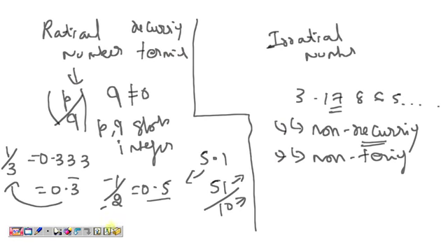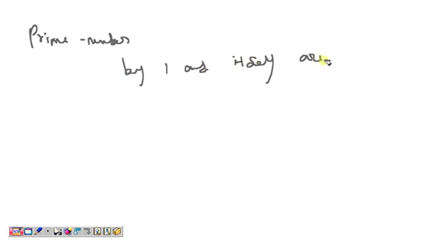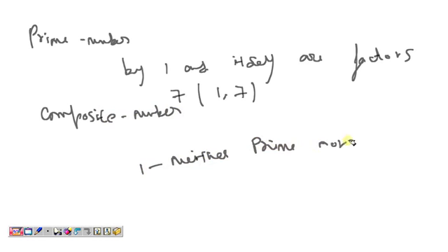Now we are going to see the divisibility tests. What are the different divisibility tests you have? Before going to that, I will say a few words on what a prime number and a composite number are. A prime number is a number that can be divided only by 1 and itself. By 1 and itself are the factors. For example, 7 is a prime number. It can be divided by 1 and 7 alone. So what is a composite number? Apart from prime numbers, all the others are composite numbers. But 1 is neither prime nor composite. It doesn't belong to any other category.